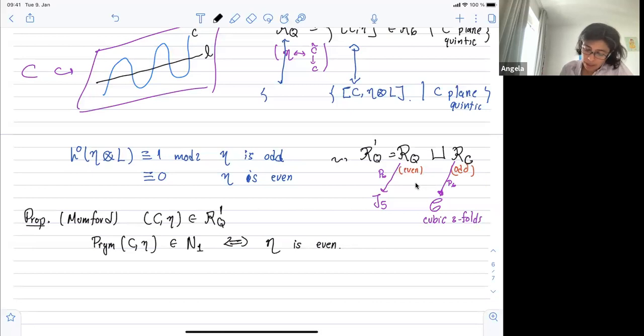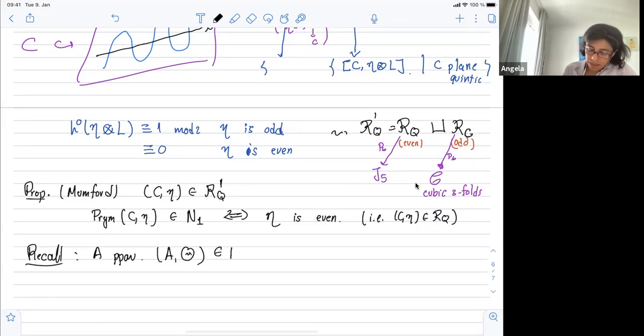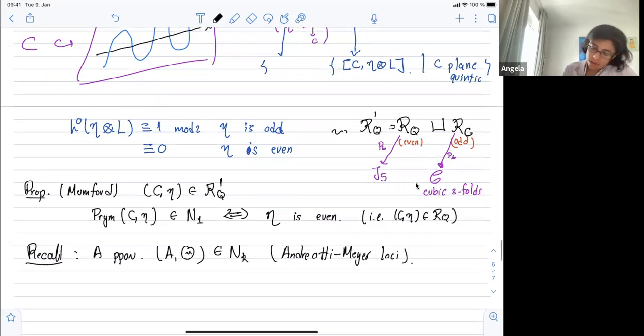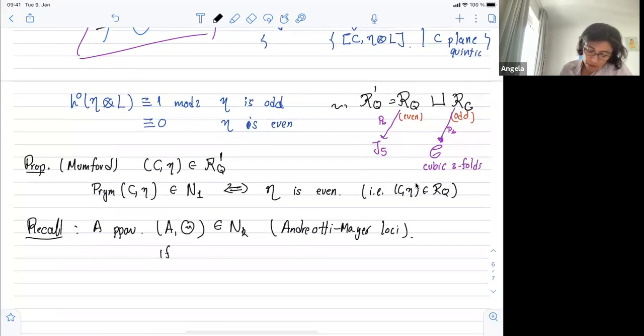So that means if your covering was in R_Q with that prime. And what is N_k? This is the Andreotti-Mayer locus. We say that a principally polarized abelian variety, (A, theta), lives in N_k if the dimension of the singular locus of the theta divisor is at least k.